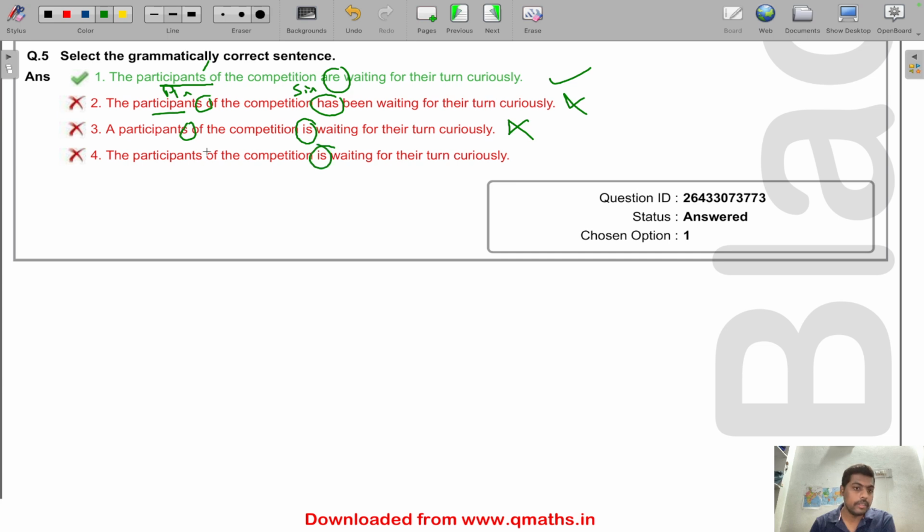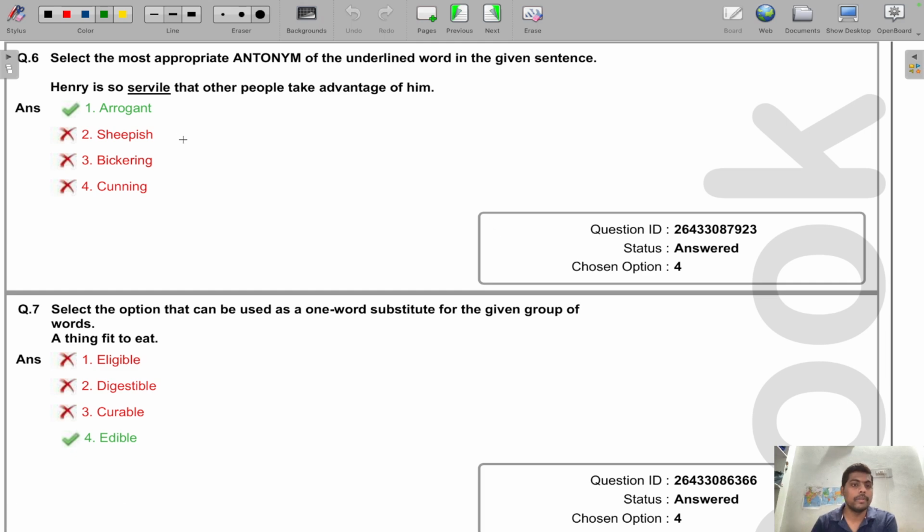Again here it is singular, here it is plural, this can be eliminated, guys. On the same rule, they have given two questions, so you can understand how important this rule is. Okay, and let us go to the next question.